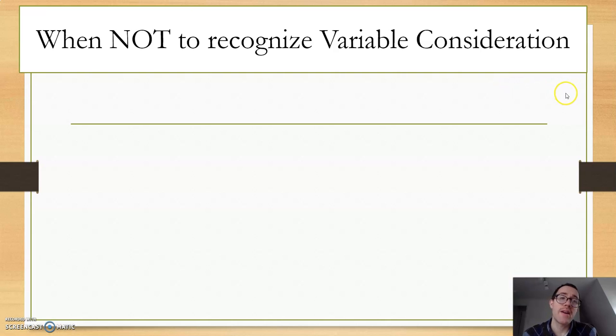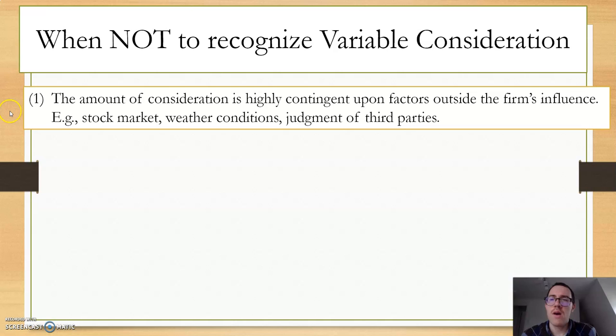When can you not recognize revenue with variable consideration? One is if the amount of consideration is highly contingent upon factors outside of the firm's influence. So in the last example, Guo had a lot of influence over when the project was finished. But what if you're talking about a contract that says the amount we'll pay you depends on weather conditions, or the stock market? You can't predict these things.